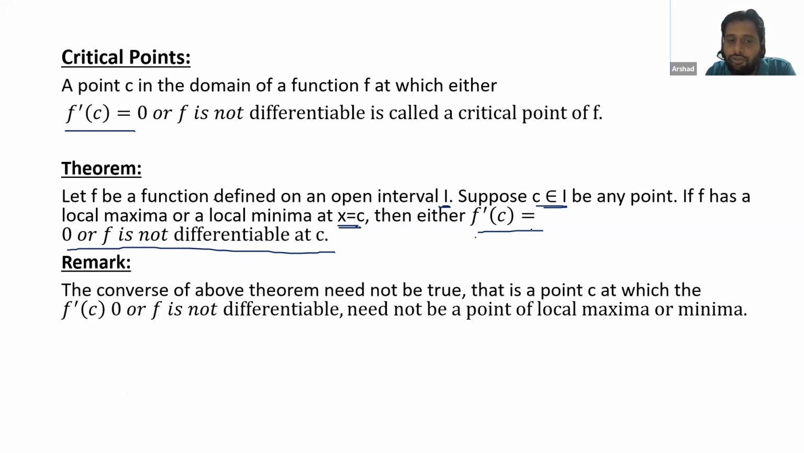Now, the converse of this theorem is not true. A point c at which f dash c is equal to 0 or f is not differentiable need not be a point of local maxima or minima. So if local maxima or local minima exist, then they will exist at the critical point, but the converse is not true. That is, if a point is a critical point, it is not necessary that at that point you have a local maxima or minima. Why? Let me draw a graph for you.